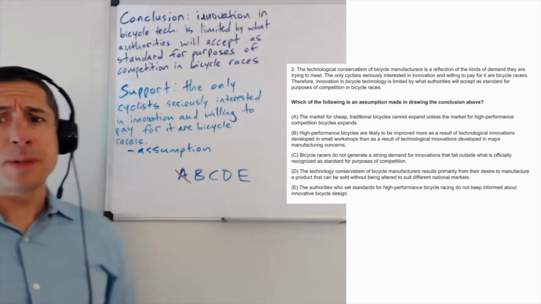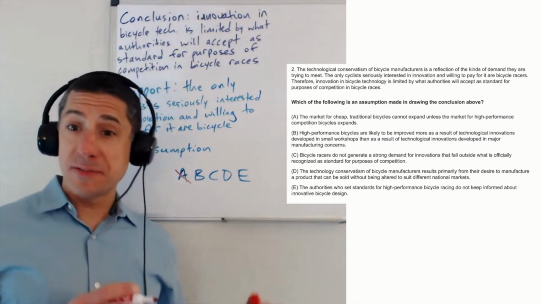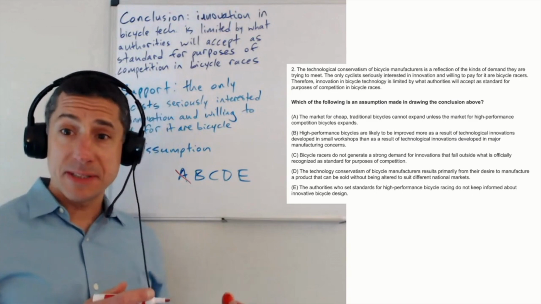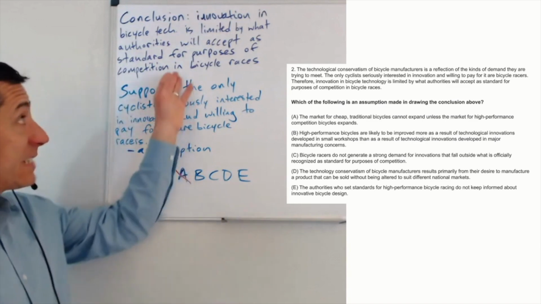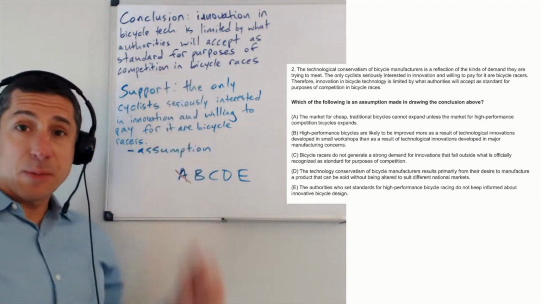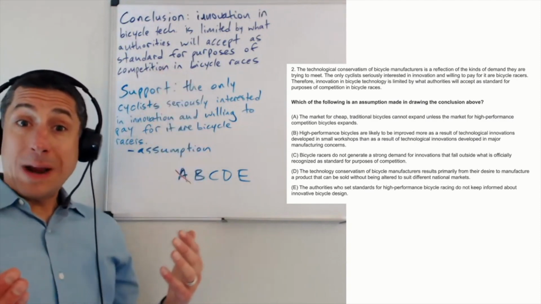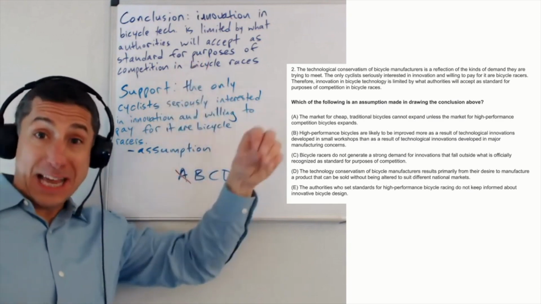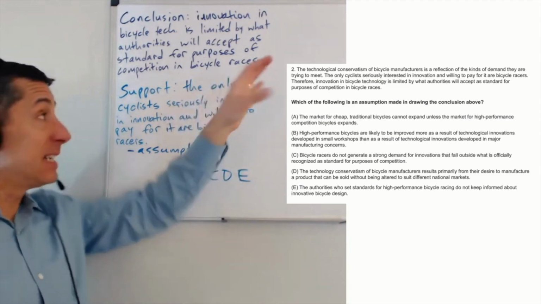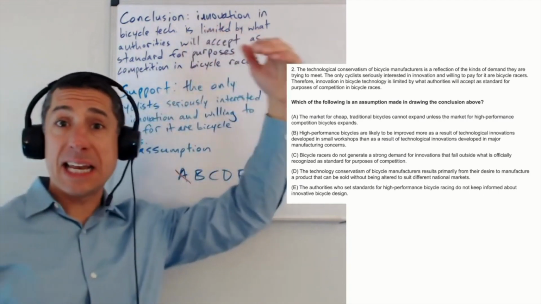What about B? High performance bicycles are likely to be improved more as a result of technological innovations developed in small workshops than innovations in major manufacturing concerns. Once again, ask yourself, does it strengthen, reinforce in some way? Not at all. Where those innovations happen, small workshops, big factories, doesn't have anything to do with what limits that innovation.